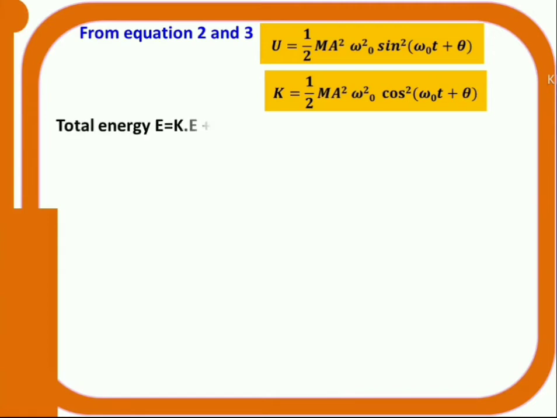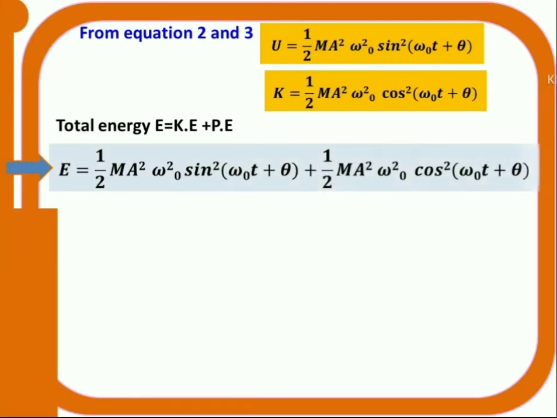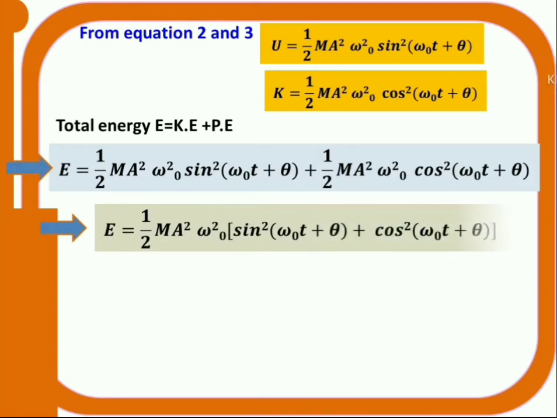Now total energy is equal to K plus U. That implies total energy E is equal to half m a square omega naught square sin square(omega naught t plus theta) plus half m a square omega naught square cos square(omega naught t plus theta). In both the terms, half m a square omega naught square is common. Put it common. Then what you will get? Half m a square omega naught square into sin square(omega naught t plus theta) plus cos square(omega naught t plus theta). In that, sin square plus cos square becomes 1, right?